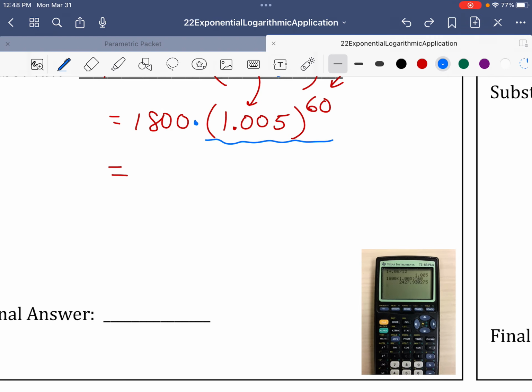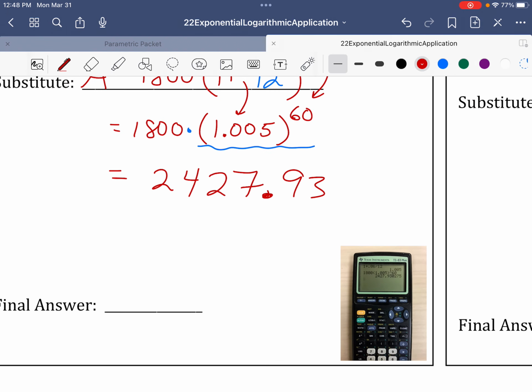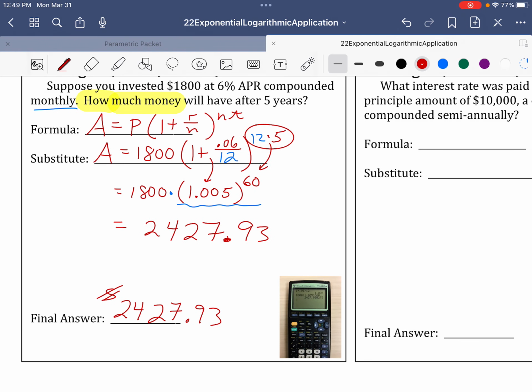Okay, so we want to do the order of operations, and our calculator can handle that. So if I put that in one step, I can end up with $2,427.93 at the end of 5 years.